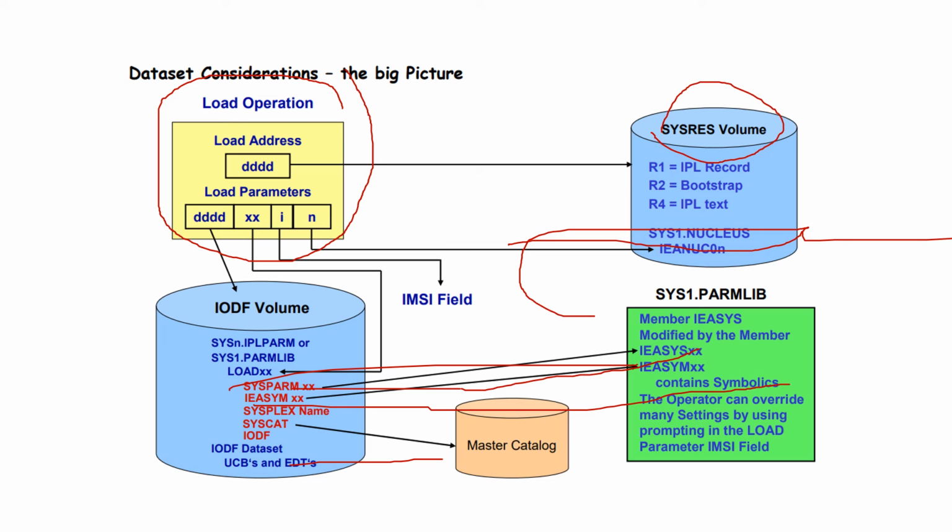The system continues the initialization process, interpreting and acting on the system parameters that were specified in IEASYSxx and IEASYSnn. A member of the PARMLIB contains the parameters and it controls the direction that the IPL takes. The system programmer or operator may alter these parameters as necessary. All these things happen in the IPL process.